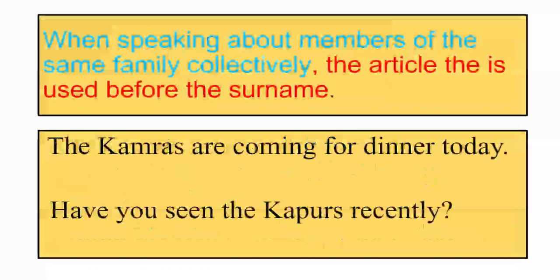When we are speaking about members of some family, like I have to go out, and I am just saying that I am going to visit the Kumars. So I'm going to visit their family. When we are talking about family members in a collective manner, we use the with the surname. Like the Kamras are coming over for dinner tonight. So the whole family is coming. So at that time we use the surname and the with that.